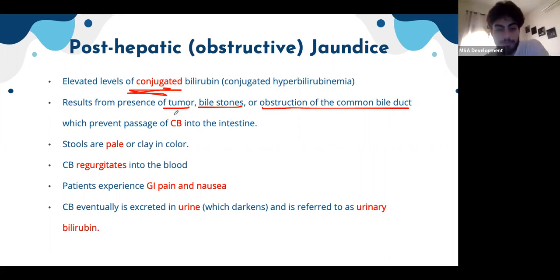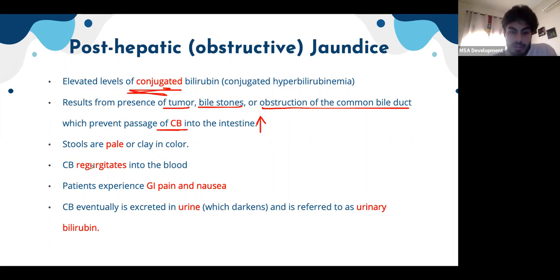So its presence in tumor, bile stones, or obstruction of the common bile duct prevents passage of conjugated bilirubin into the intestine. So we have high CB, or high conjugated bilirubin. Stools are pale or clay in color. Why does that happen? Because we're not able to break down CB into urobilinogen and then into stercobilin, which gives the feces its color. So here we're not getting brown in our feces.